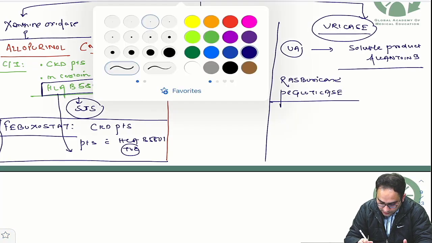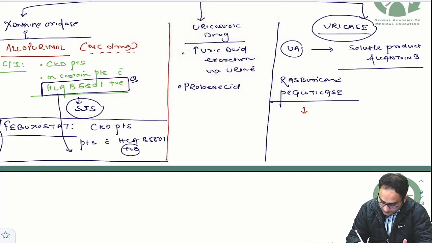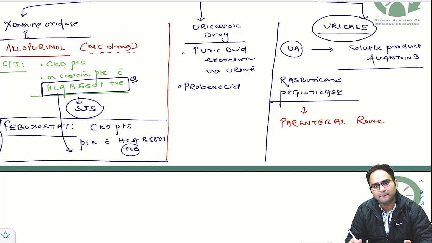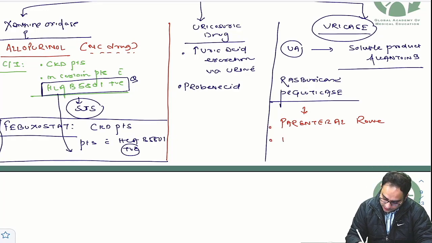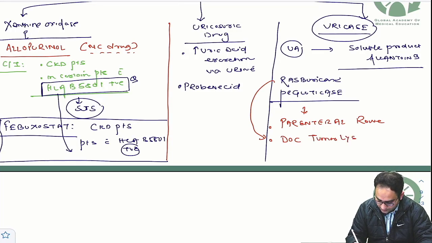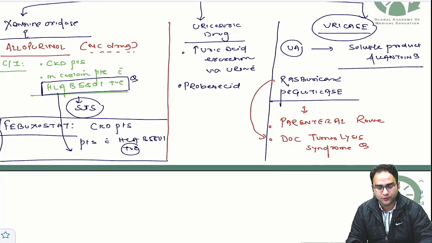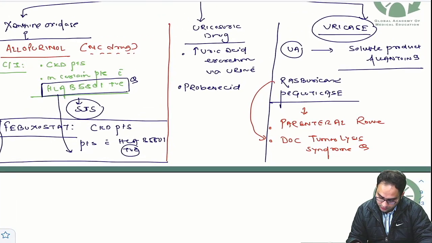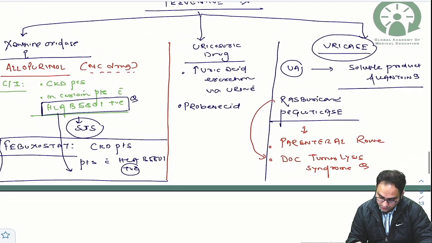Some important points that you need to remember here. These drugs are given by parenteral route. And rasburicase is the drug of choice in tumor lysis syndrome. So, this is all about the preventive treatment of gout.